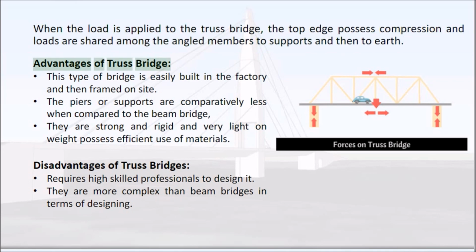Advantages of truss bridge: this type of bridge is easily built in the factory and then framed on site. The piers or supports are comparatively fewer when compared to the beam bridge. They are strong and rigid and very light in weight, with efficient use of materials. Disadvantages of truss bridges: requires highly skilled professionals to design it. They are more complex than beam bridges in terms of design.